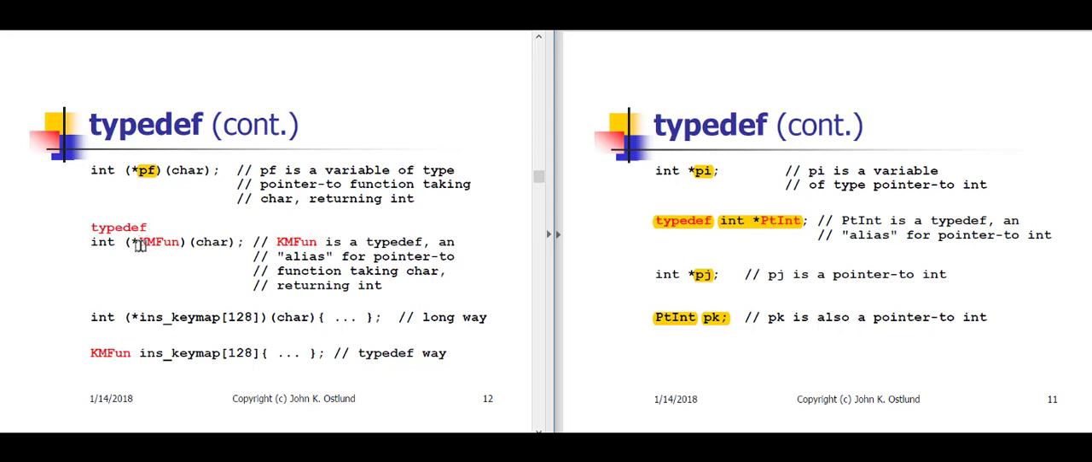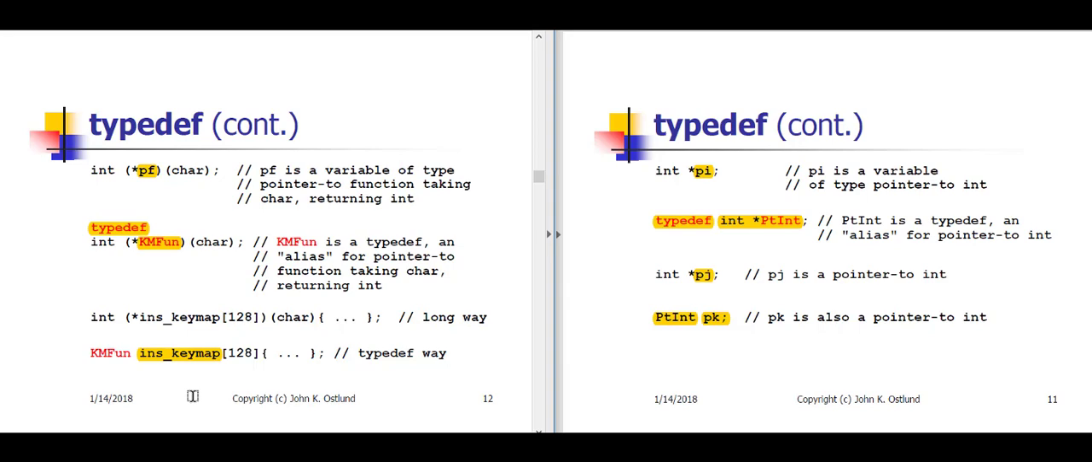So let me define kmfun, that is keymap function, as a pointer to a function that takes a char and returns int. But instead of being a variable, I want kmfun to be a typedef. So I just stick the word typedef in front of what would otherwise be a variable declaration. And now this dramatically simplifies the declarations of my keymap arrays.